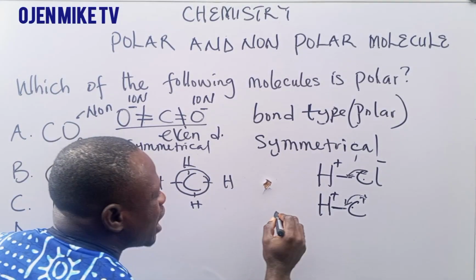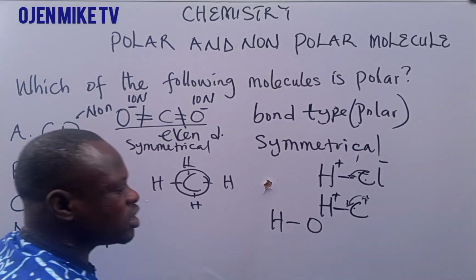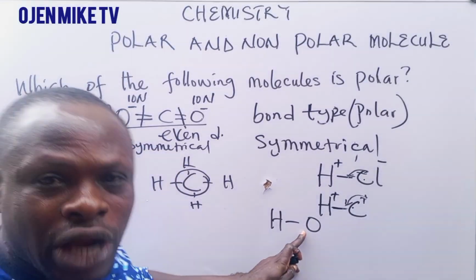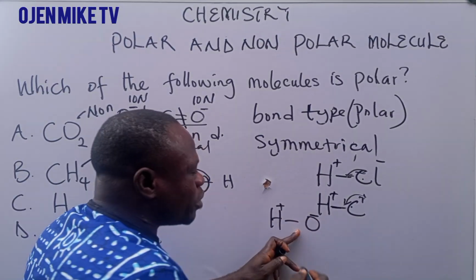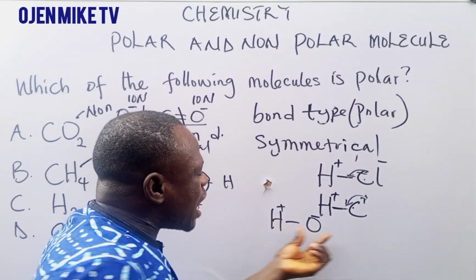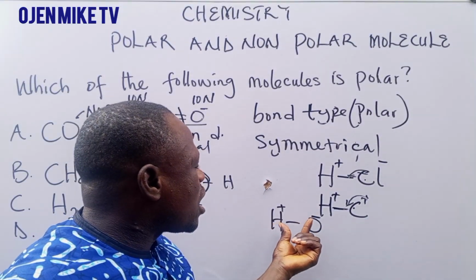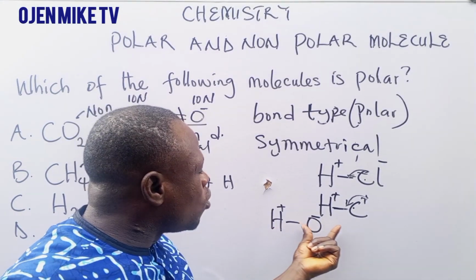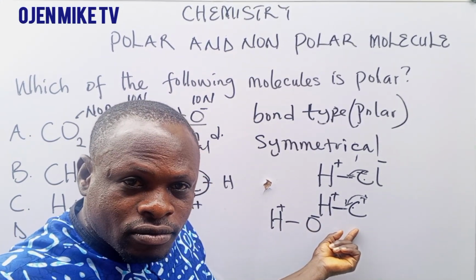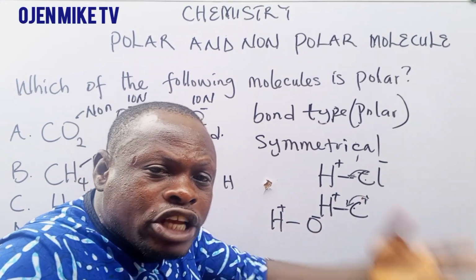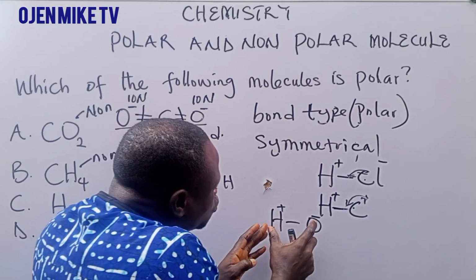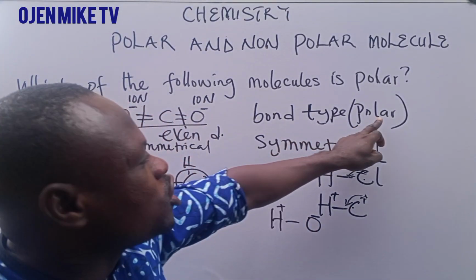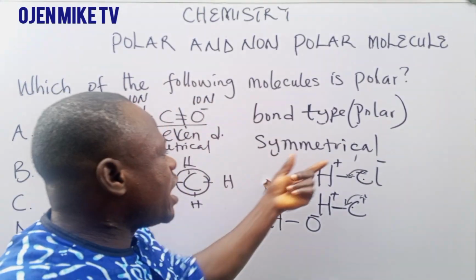Let's look at water. The bond between hydrogen and oxygen is polar. Are you following? Because oxygen is negative and hydrogen is positive, oxygen will tend to drag more of the electron towards its side. Therefore, making it an unequal distribution of the electron. So since it will drag, the bond is polar. Now let's look at the symmetry.